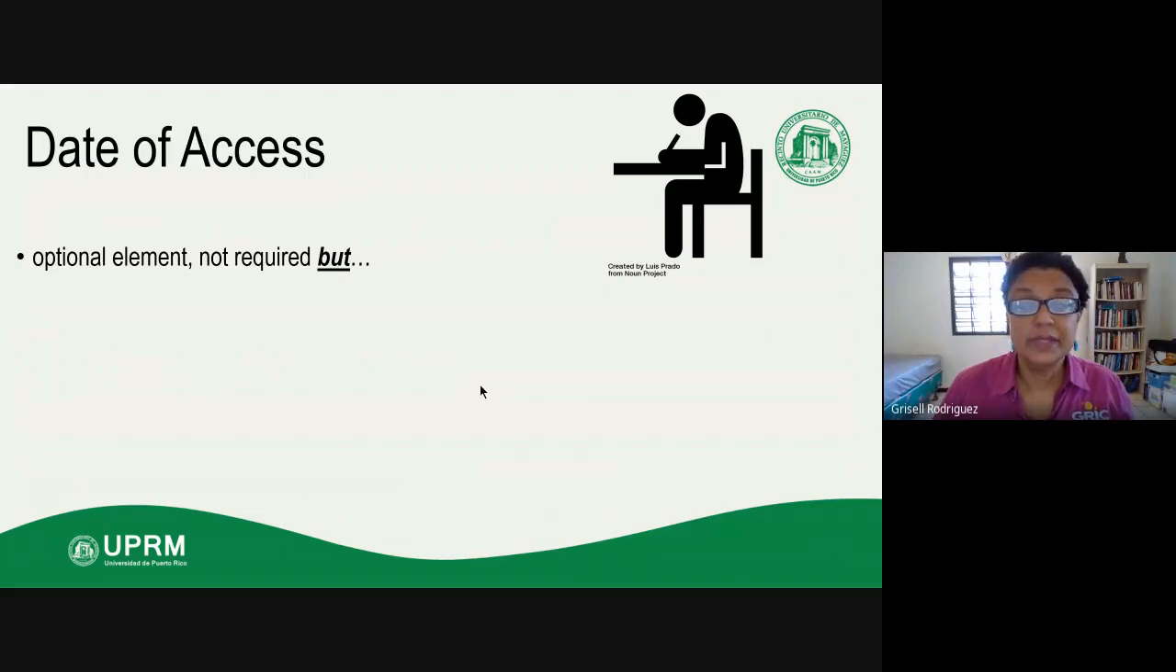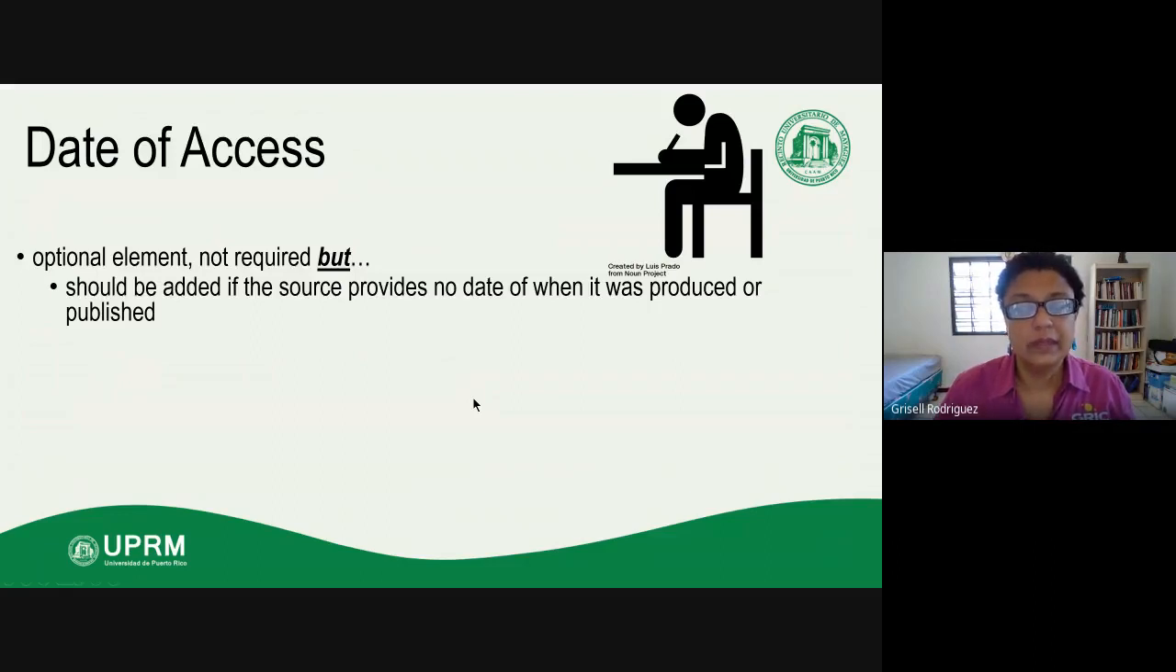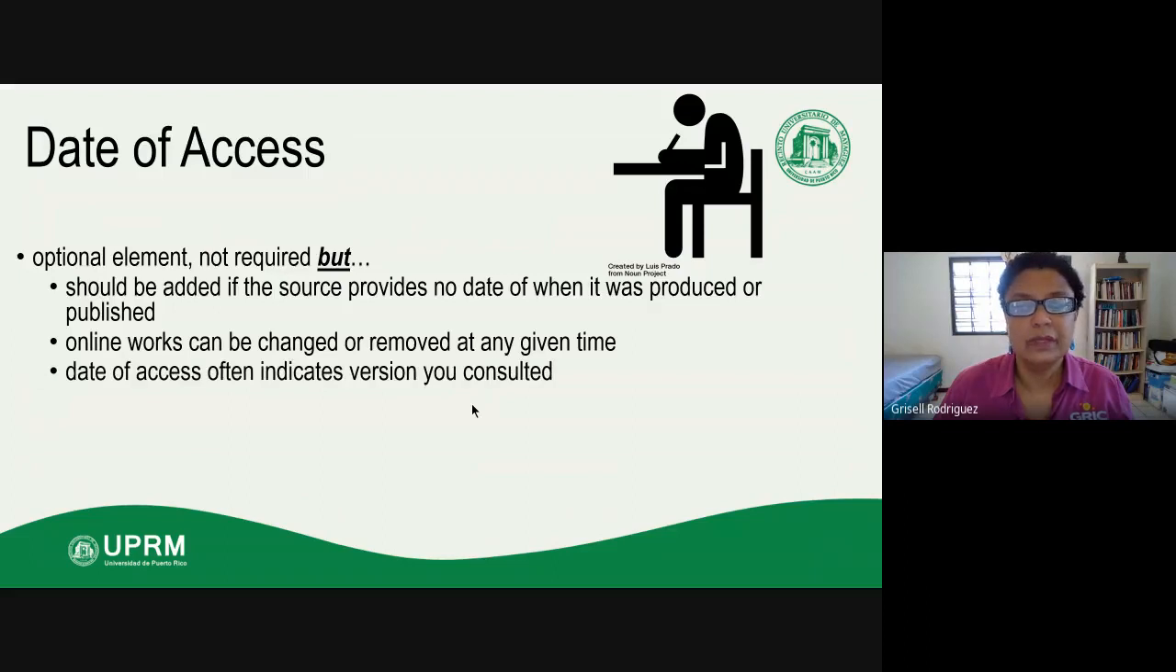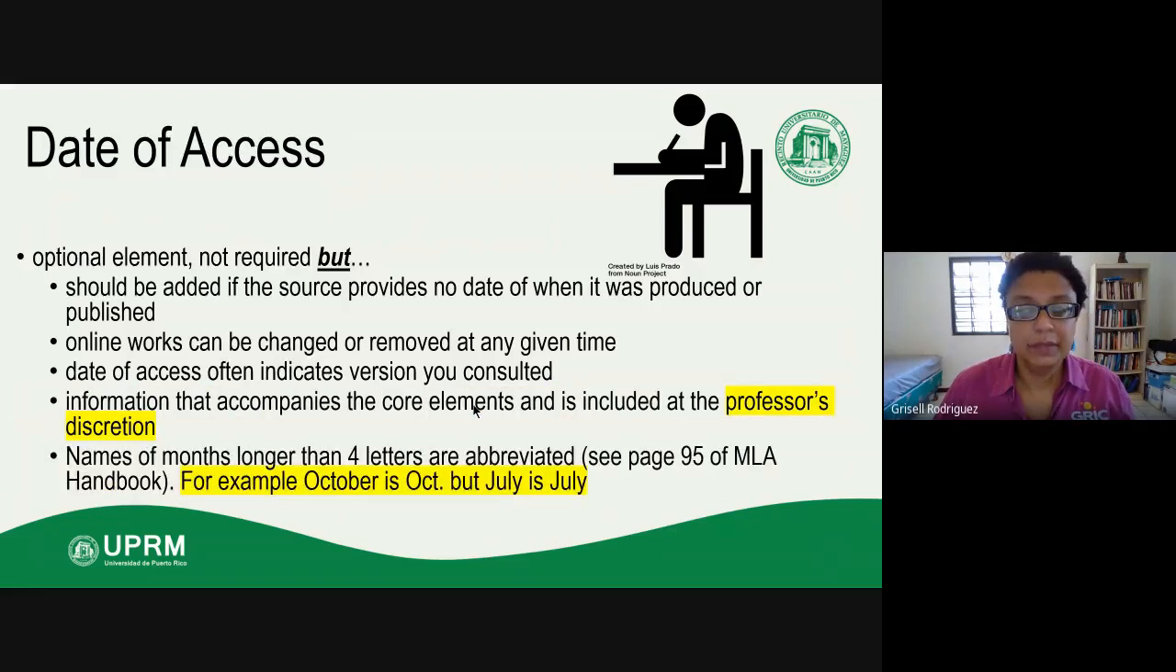Date of access. There is a section within the MLA 8 handbook that talks about these optional elements, but most of the time your professors will ask you to add the date of access at the end of your citation. Mostly because some of these sites tend to get removed or changed for some reason, and there are different versions of these particular websites, so it's good to know which version you were using. It is at the discretion of the professor, but most of the time you will be asked for the date of access. And for the months, those that are longer than 4 letters, there is a page 95 in the MLA handbook that shows you the accepted abbreviations of these months. October, for example, would be Oct. with a period. July, which is only 4 letters, would stay the same.